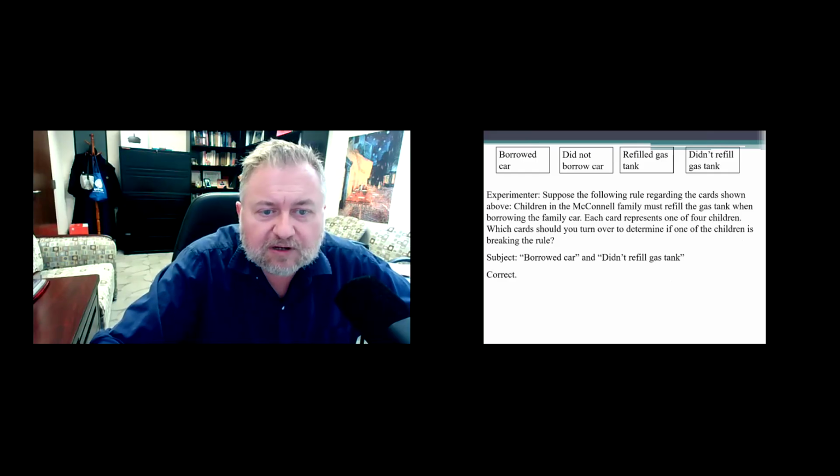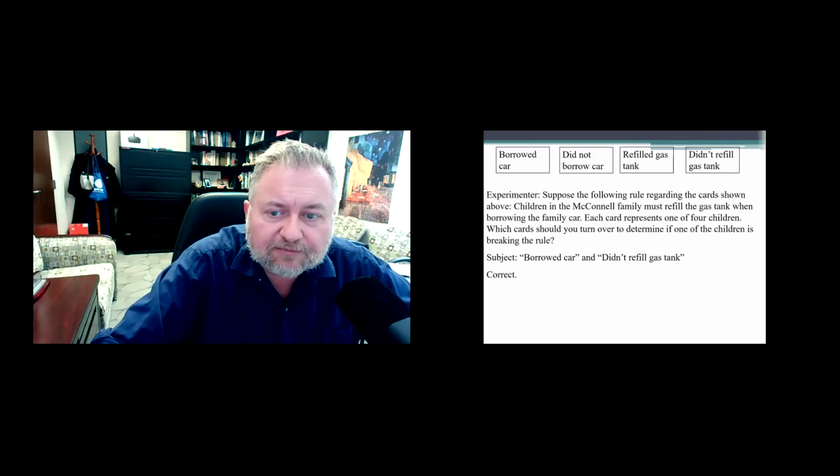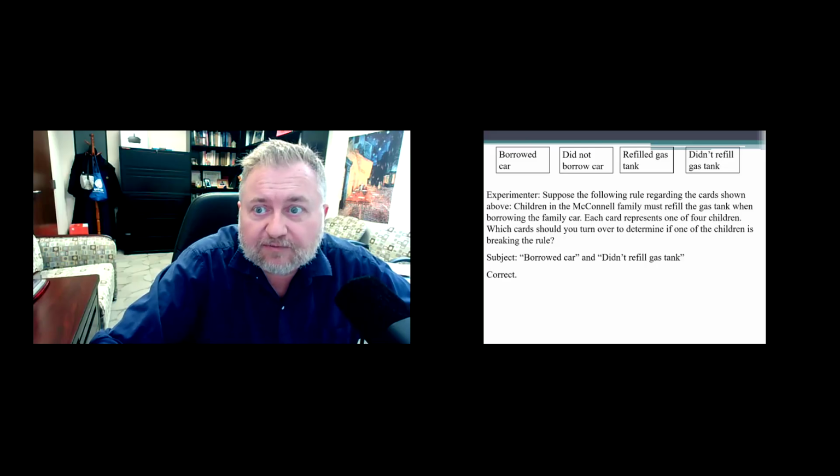So I'll use my own name here. Suppose the following rule regarding the cards shown above: children in the McConnell family must refill the gas tank when borrowing the family car. Each card represents one of 4 children. The 2 on the left represent states about borrowing the car. They either borrowed the car or did not borrow the car. The flip side would be about whether they filled the tank or not. So the 2 on the right have that side facing up. They refilled it and they didn't refill it.